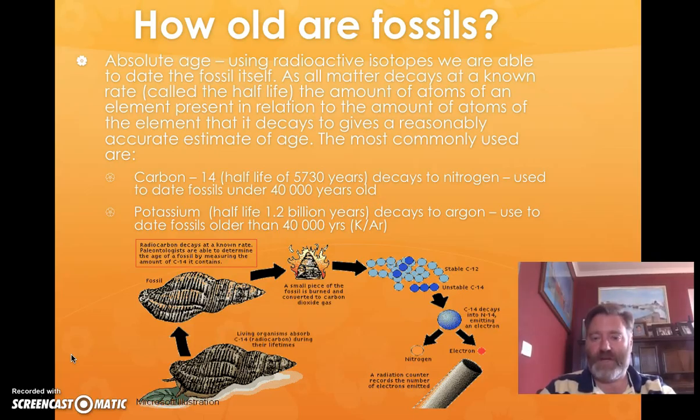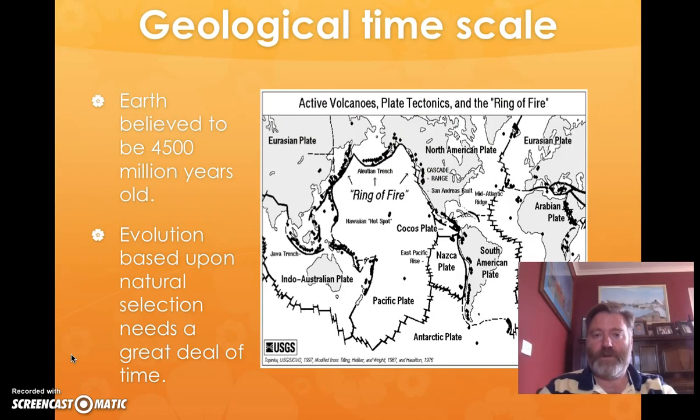And for things that are older than 40,000 years, we tend to use potassium decaying to argon. And you look at the ratios of potassium to argon, the ratio of carbon-14 to nitrogen, to show you how long that thing's been in the ground and decaying. And these days, it's a reasonably simple thing to do.